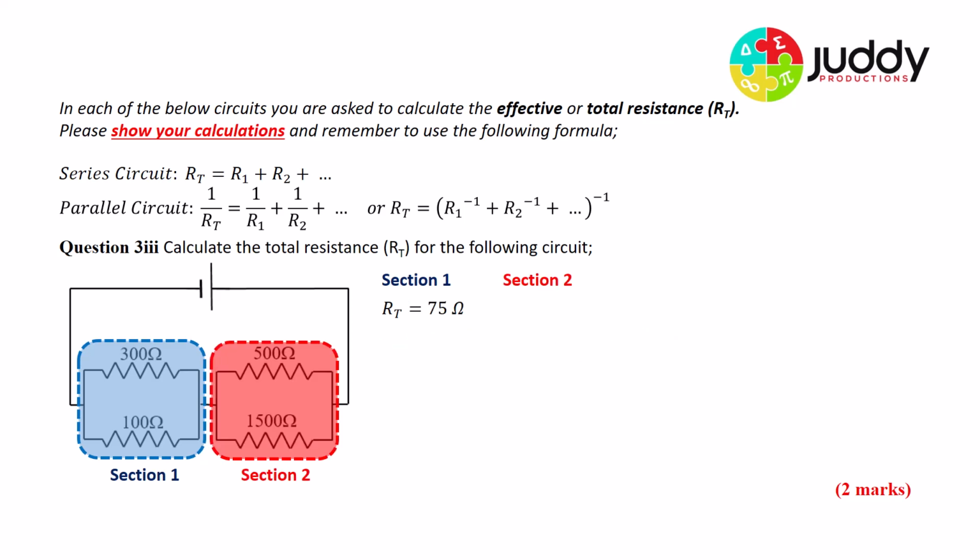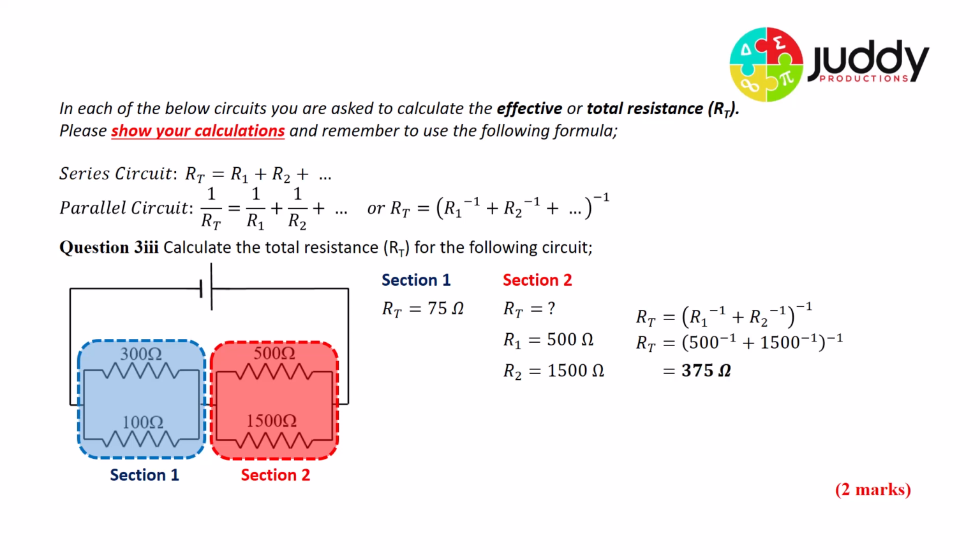Section 2 also is a parallel branch. We can see that quite clearly. We want to work out the total resistance for section 2. The first resistor is equal to 500 ohms. The second is equal to 1500 ohms. Here's our equation. Substitute our values in. Using our calculator, we end up with a total resistance of 375 for section 2.